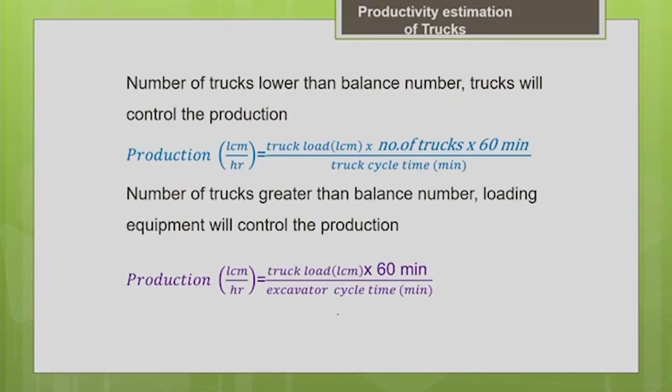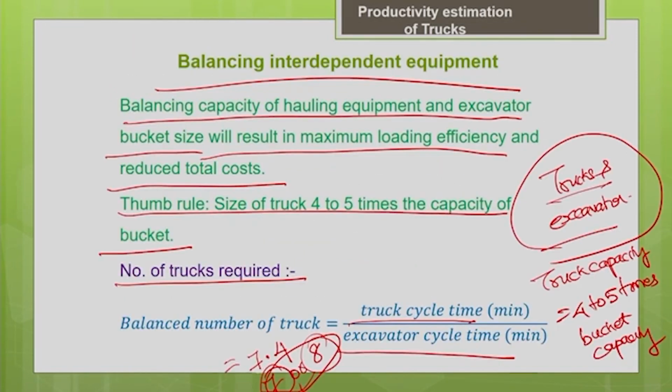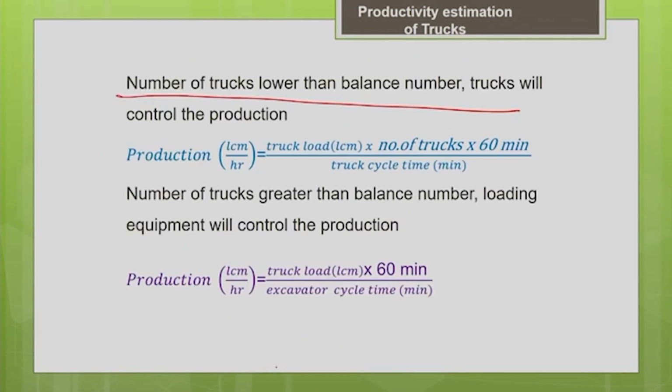Now, let us consider the case where the number of trucks is lower than the balanced number. Say I got 7.4, and I am going to round it to 7. When I round it to lower than the balanced number, trucks are less than what is needed, so trucks are more critical for the production. Here the loader will have idle time, waiting for the truck. So, truck cycle time will control the productivity of this team.